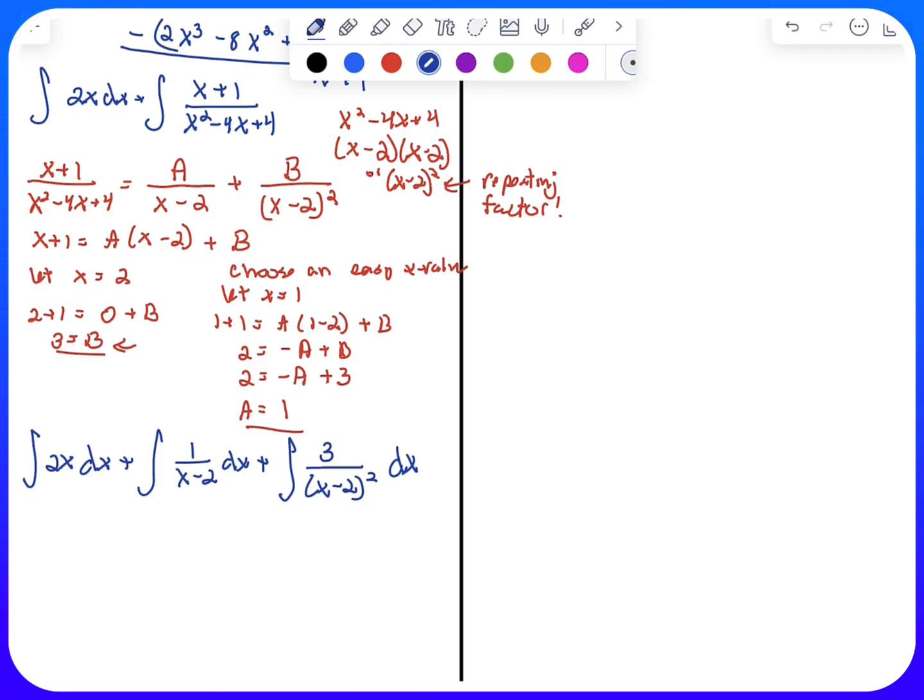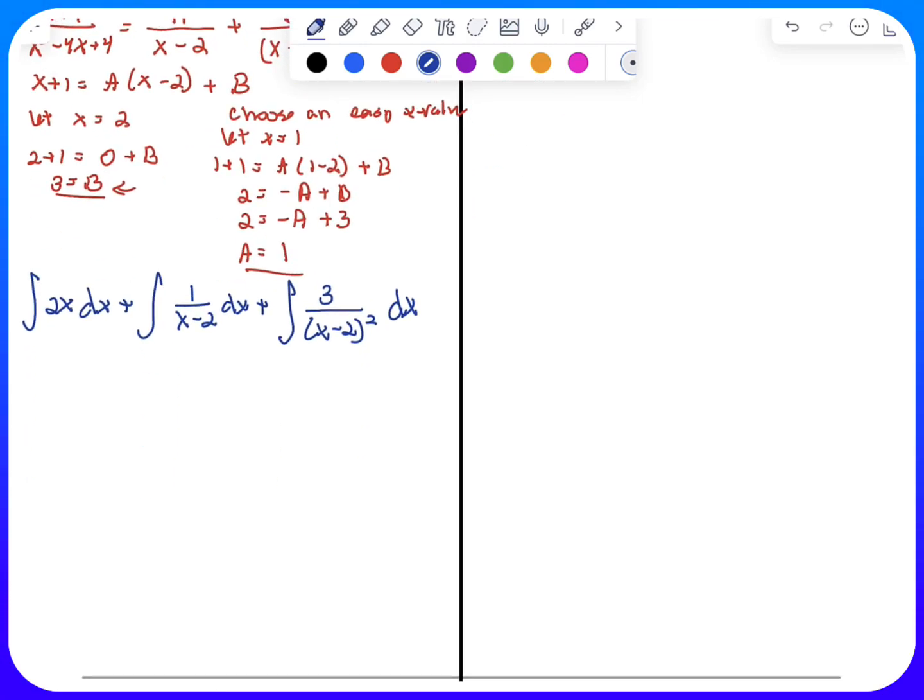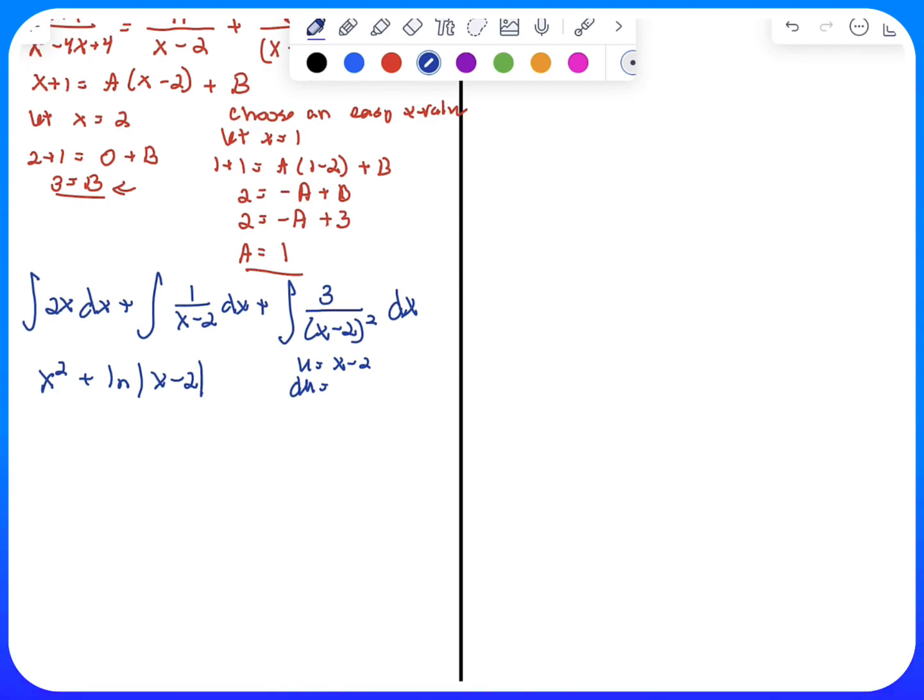All right, so first term is pretty easy to integrate. We know the integral of 2x is just x squared. The second term is also easy to integrate. That's the natural log of the absolute value of x minus 2. And then let's do u substitution for this last integral, letting u equal x minus 2, and so the derivative of u would be dx. So I can rewrite this as plus 3 times the integral of u to the negative 2 du.